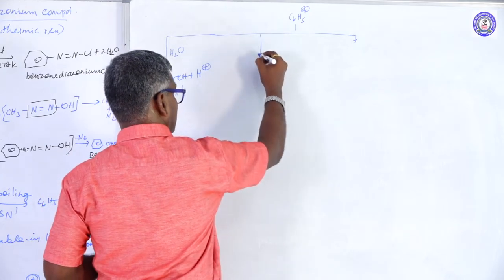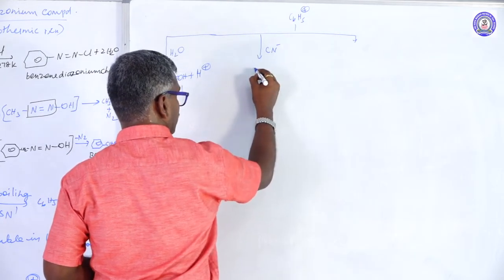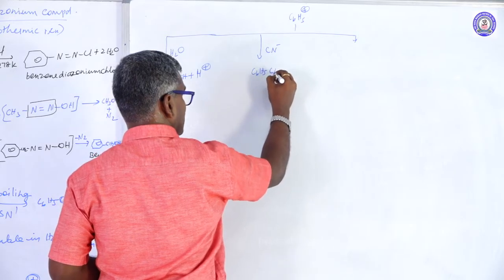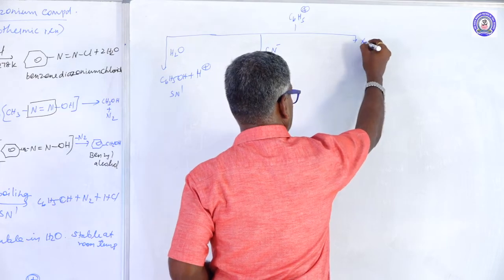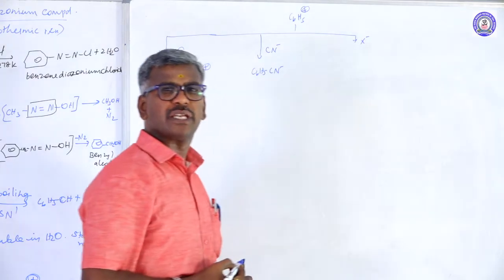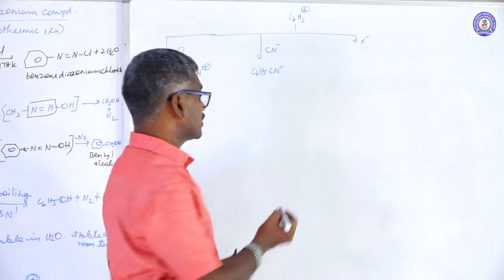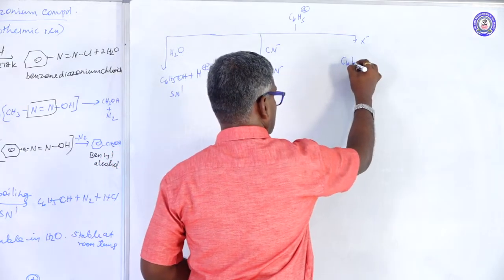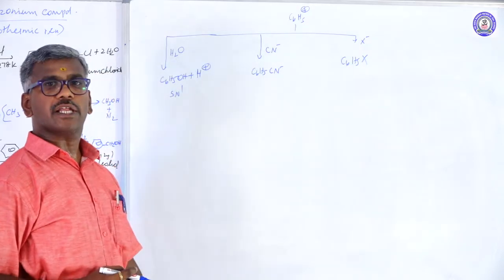Another one is treated with cyanide compounds. There is a negative charge and a positive charge, forming C6H5 with the nucleophile. Another is treated with X minus, where X means halogen, maybe iodine, bromine or chlorine, forming C6H5X. This is the preparation of organic compounds.